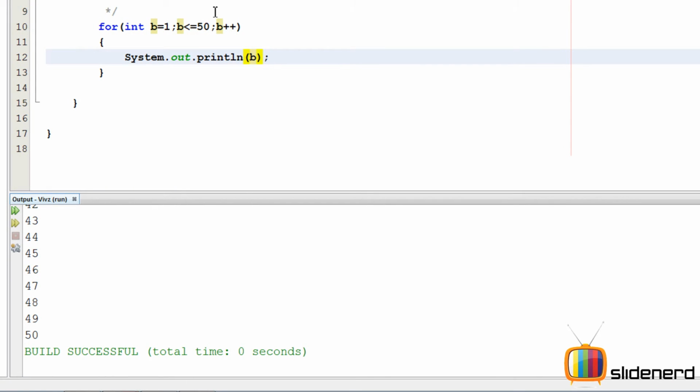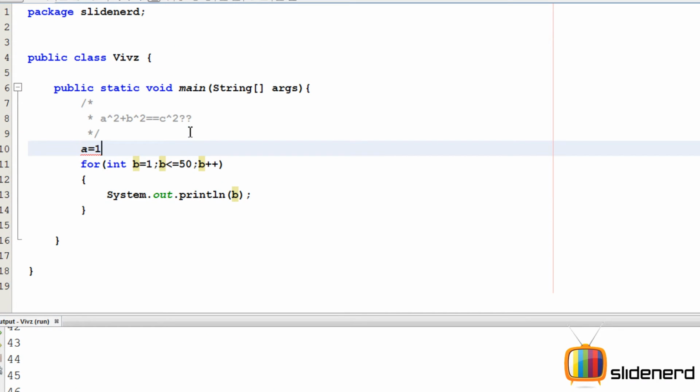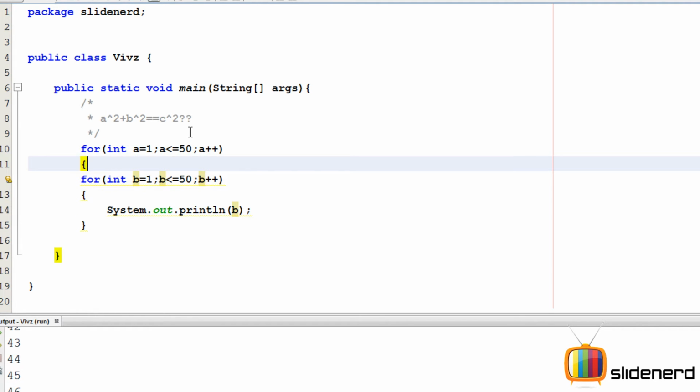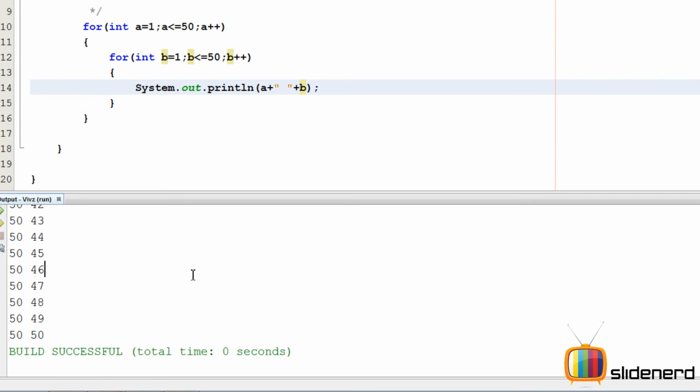Now let's find all possible combinations of A also, so that when A is 1, this goes 50 times. A is 2, this goes 50 times. A is 3, this goes 50 times. So in short, we'll say for int A equals 1, A less than or equal to 50, A plus plus, and put this outside the other for loop so that we can get all possible combinations of A and B. Now if you put A and put a space between A and B, and print it out, let's see what happens. Control S, Shift F6. As you can see, this is printing all the possible combinations of A and B. If you see, there is 49 over here.